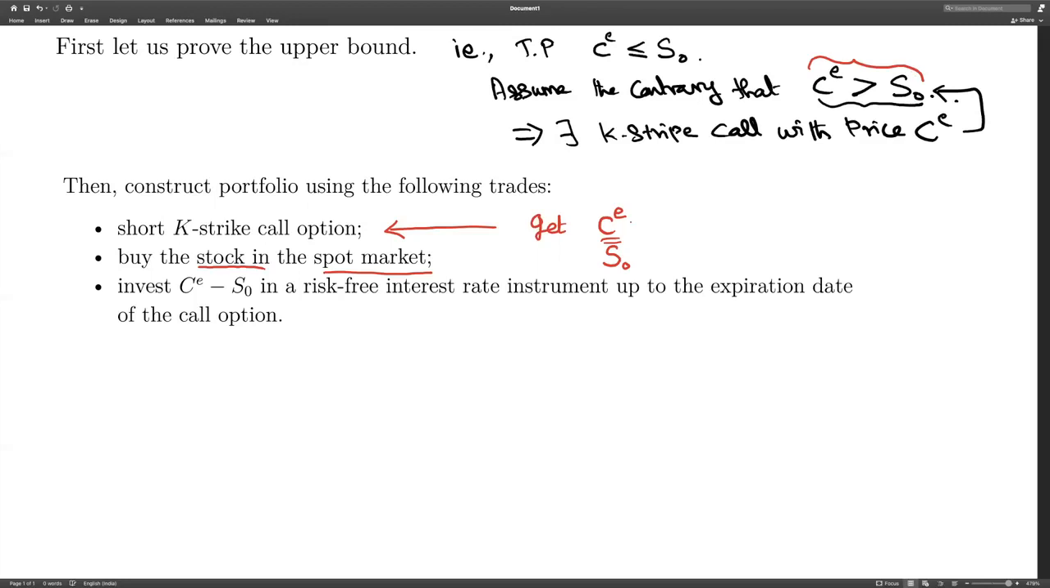Therefore, when you got rupees CE, and out of that, if you spend rupees S0, you will be left with a little money, that is CE minus S0. Okay, that will be a positive number because CE is greater than S0. That money you put in a riskless interest rate instrument. For instance, you can simply put it in your savings account. That way, you have built a portfolio.